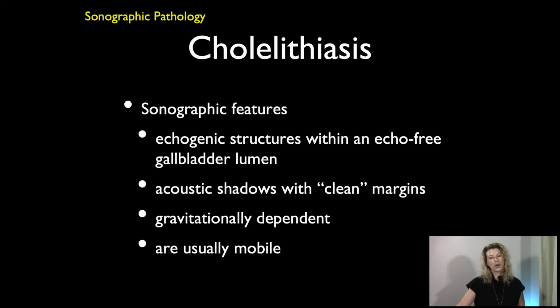So you're looking for essentially echogenic structures, which means there's going to be bright structures in the midst of this fluid-filled sac that has no echoes inside, so it's all dark, surrounded by a bright wall. Gallbladders have clean margins, and at the very end of the lecture, when I talk about artifacts, we're going to talk about what that means to have something with clean margins versus not.